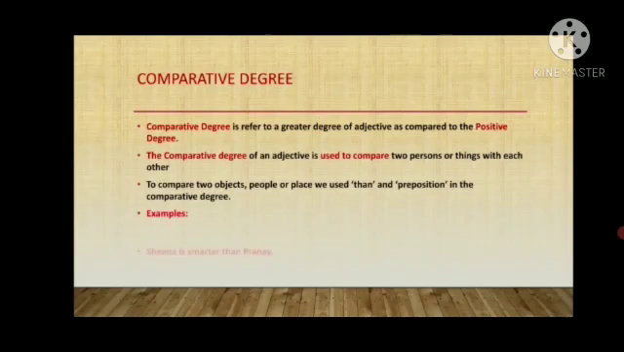Example: Sheena is smarter than Pranay. Here, the smartness of Pranay and Sheena has been compared with each other. This house is bigger than that house. In this sentence, the size of two houses has been compared.